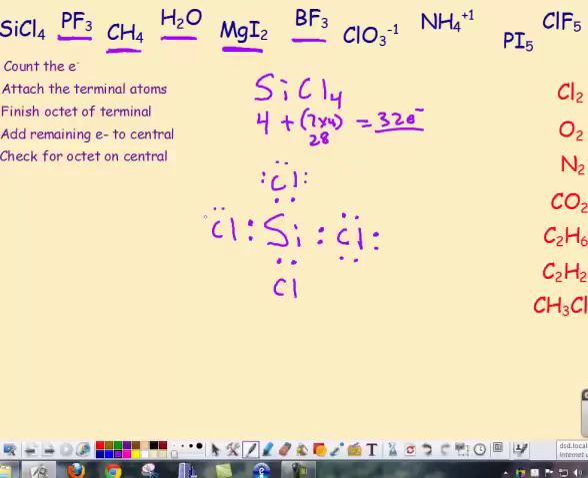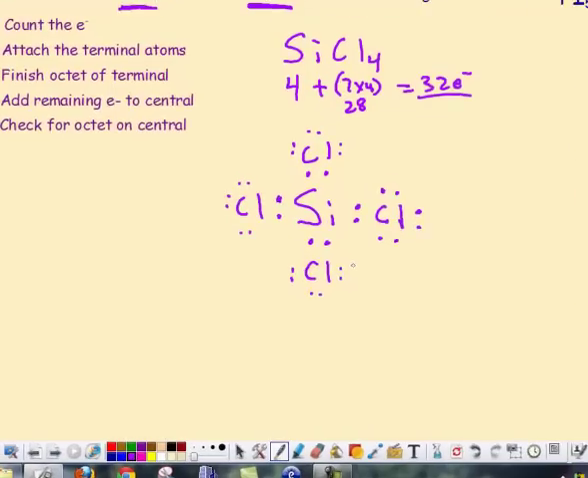6 more, 6 more, and 6 more. So I've now, Step 1, counted the electrons. Step 2, I attached the terminal atoms using a pair. Step 3, I finished the octet of the outside ones. All right, step 4.